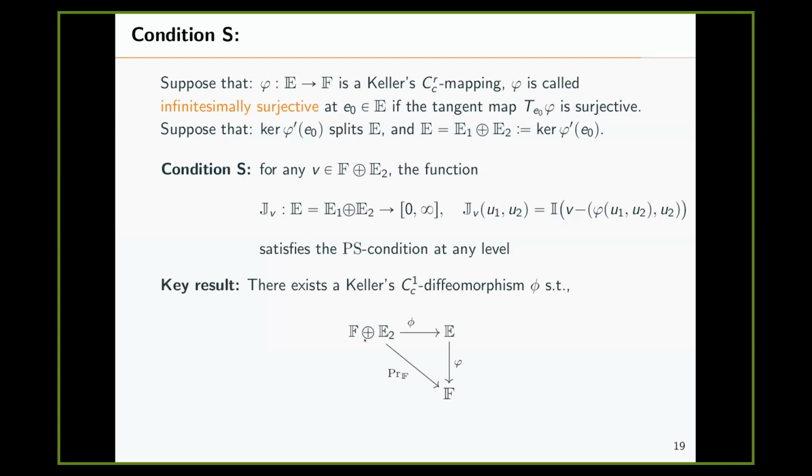For such functions that satisfy this condition, we can prove that there exists a diffeomorphism from this extended space to E that makes this diagram commutative. So roughly speaking, it says that after suitably transforming the coordinate system, the function globally behaves like a projection.